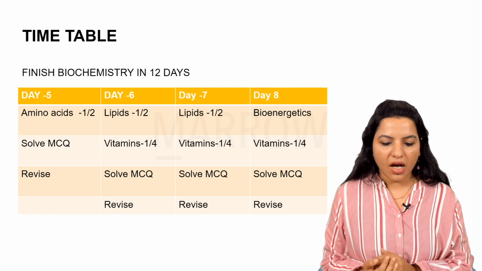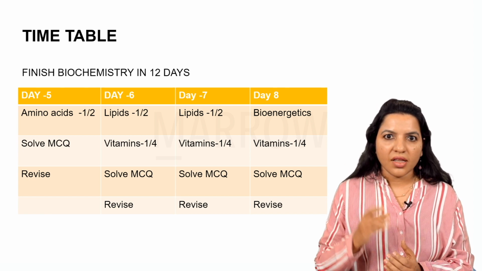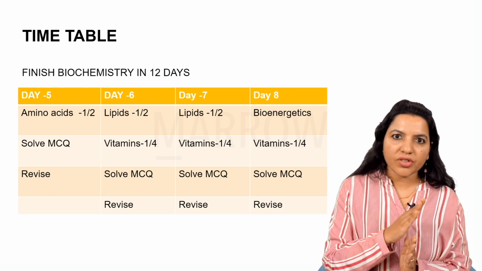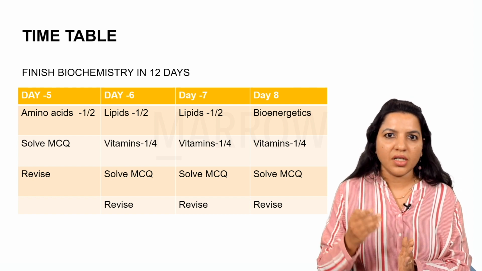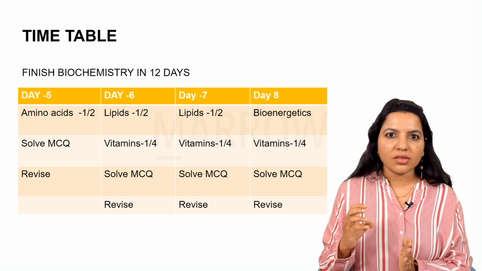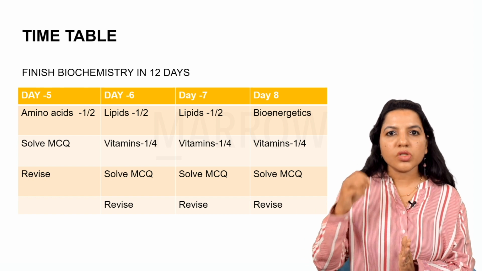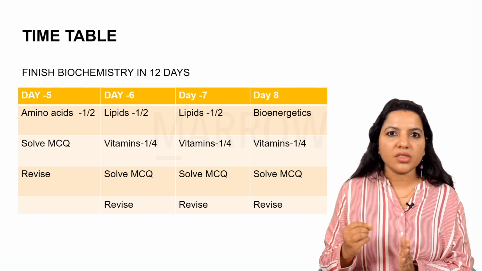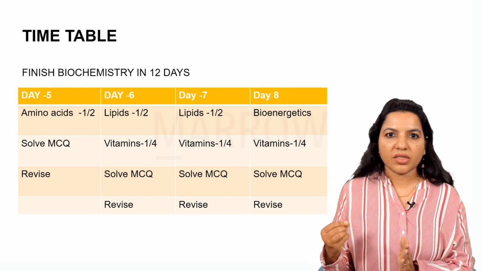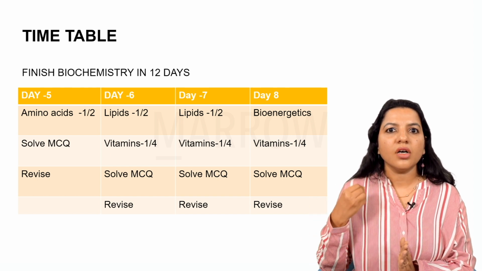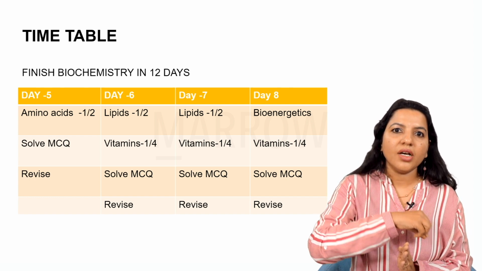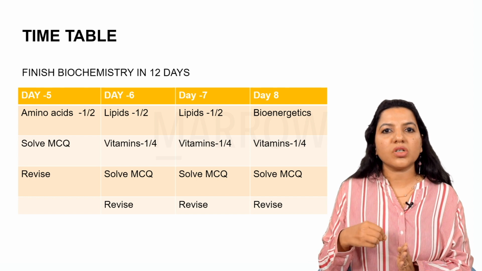Day 6, you can take half of the lipids along with it, because once you have finished carbohydrates and amino acids, now it's time to start vitamins along with it, because vitamins have an impact on all of metabolism. So it is always better to start vitamins after learning metabolism, because when you are learning the coenzyme activity, what is thiamine used for, what is B12 used for, once you have learned that in the metabolism part, this will be very easy for you to cover in vitamins.